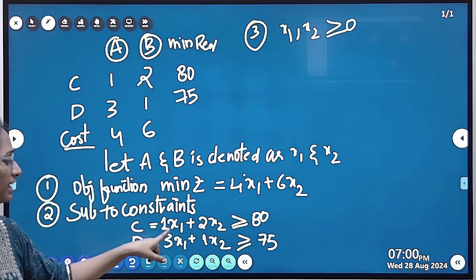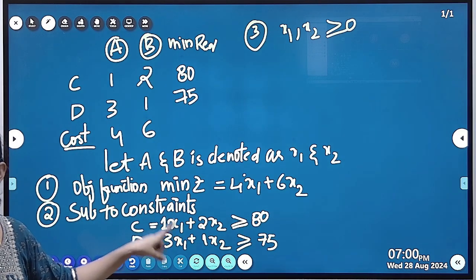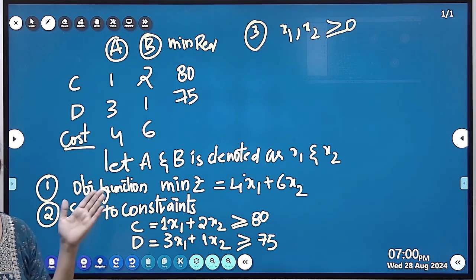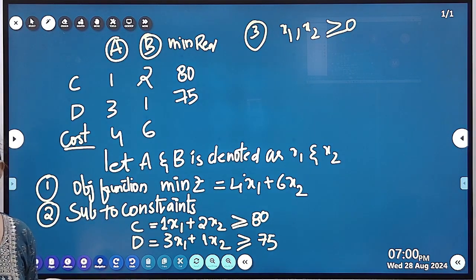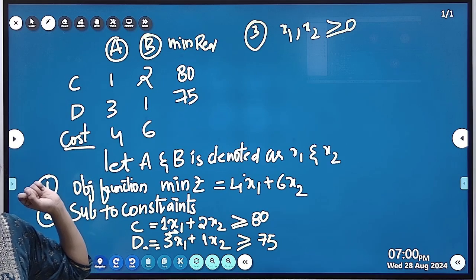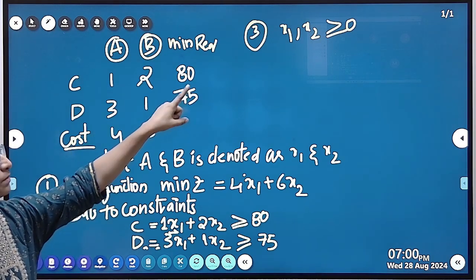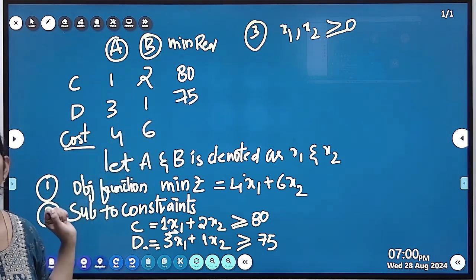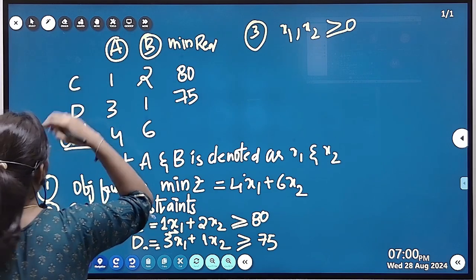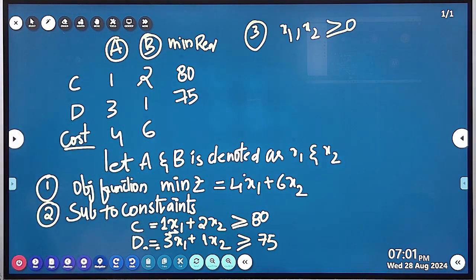Okay, the variables' value should never be negative. It should not be less than 0. So that's why it should be more than or equal to 0. It should always be positive. Next, so it's completed. Is it clear, everyone?